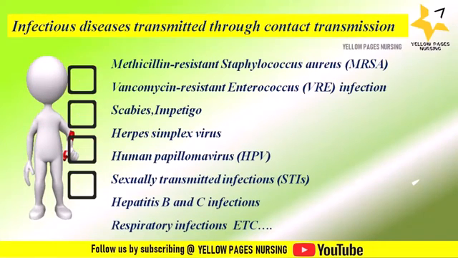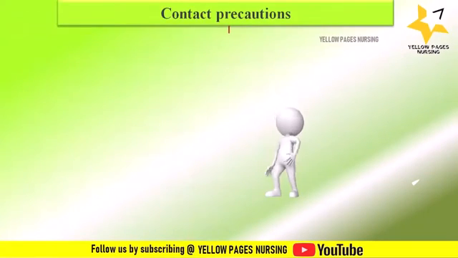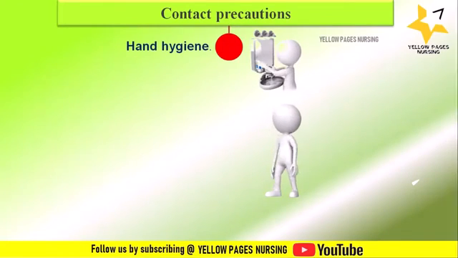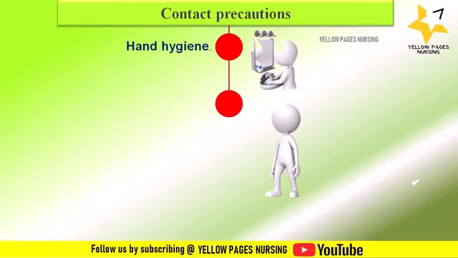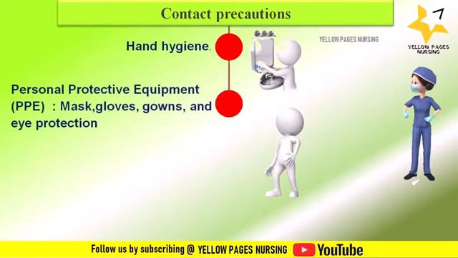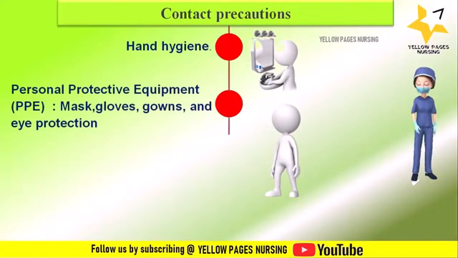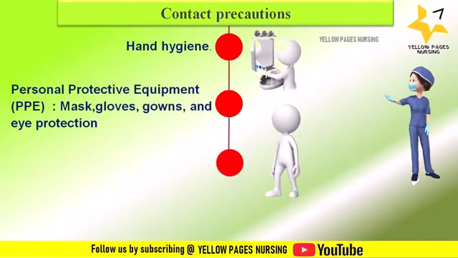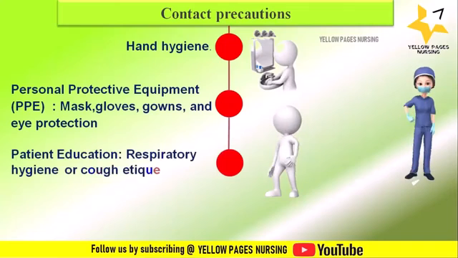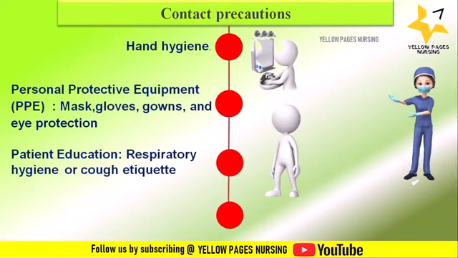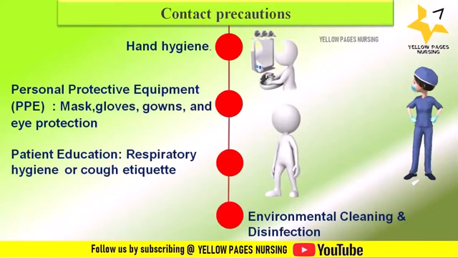Next, let's discuss contact precautions. First comes hand hygiene. Next is personal protective equipment, PPE, that is mask, gloves, gowns, and eye protection. Next is patient education, respiratory hygiene or cough etiquette. Next comes environmental cleaning and disinfection. Let's discuss it one by one.